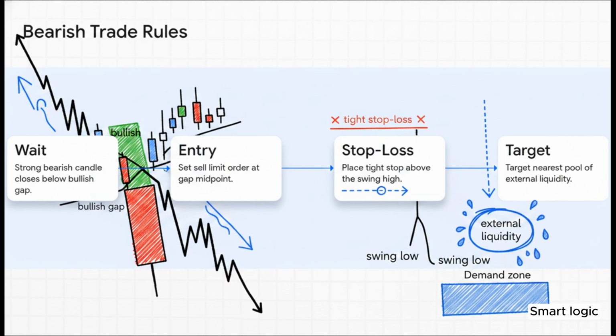And finally, step 4, target the nearest pool of external liquidity. Think of external liquidity like a giant magnet, usually a major swing low where hundreds of retail traders have their stop losses clustered. The market naturally hunts those pools to grab liquidity. Follow these objective steps and you stop chasing the market while locking in a mathematically superior risk-to-reward ratio.